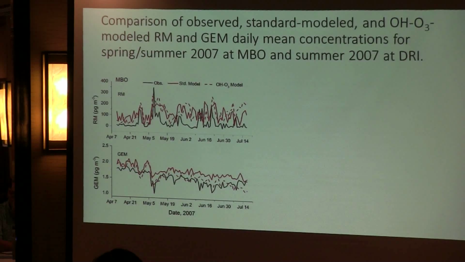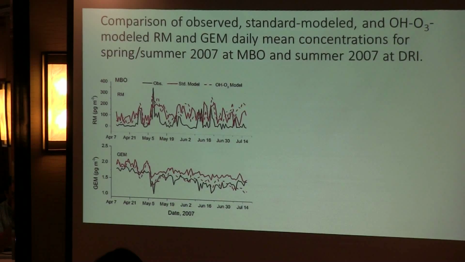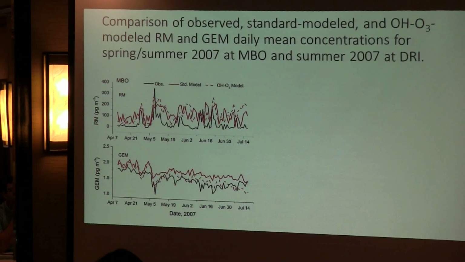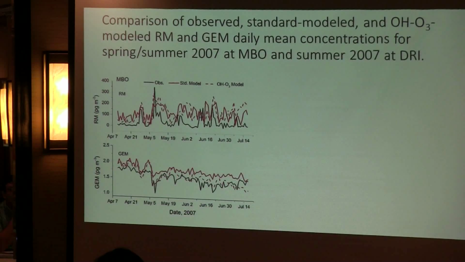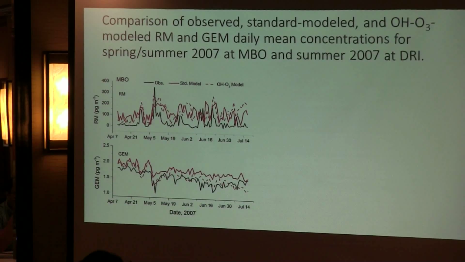Okay, so the last portion of the talk here, I want to compare the different outputs from the model using the different oxidation chemistries. So the standard model uses the bromine oxidation scheme, and the alternative to that is using the ozone oxidation scheme.